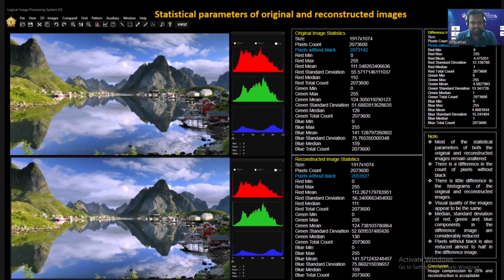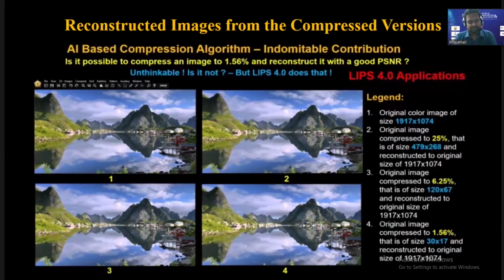Median standard deviation of the red, green, and blue components in the difference images are considerably reduced. Pixels without blots are also reduced almost to half in the difference image. Image compression to 25% and reconstruction is acceptable. A reconstruction image from the compressed version.